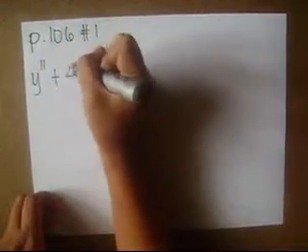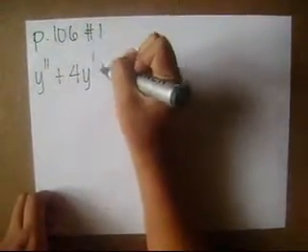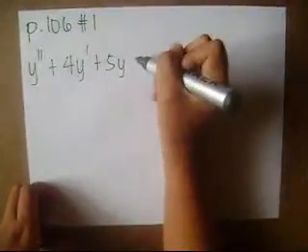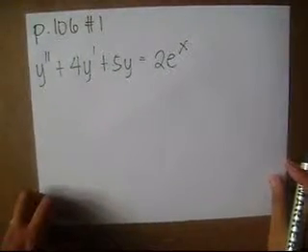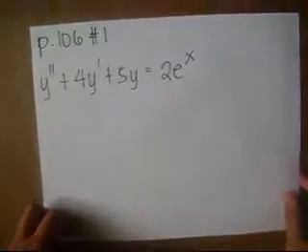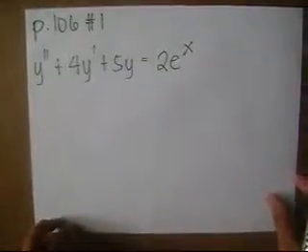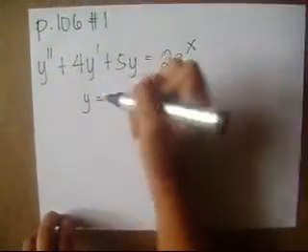We have the non-homogeneous linear differential equation of second order, page 106, number 1: y'' + 4y' + 5y = 2e^x. Now, to get the complete solution, or the general solution, we use y = yc + yp.